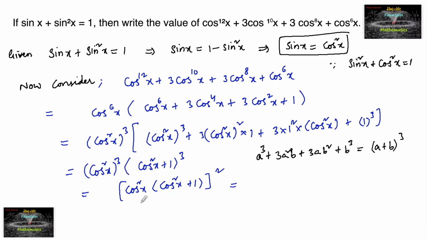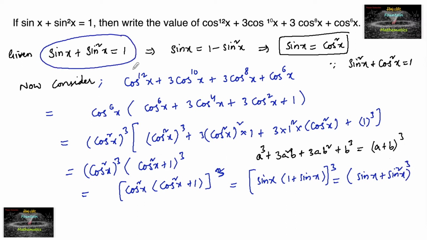Which equals to cos square x is nothing but sin x, we can write, and cos square x is 1 plus sin x whole cube. So which equals to sin x plus sin square x whole cube. Since we know that sin x plus sin square x is equal to 1, we'll get 1 cube as the answer, that is 1. So the value of cos^12 x plus 3 cos^10 x plus 3 cos^8 x plus cos^6 x when sin x plus sin square x is equal to 1 is 1.